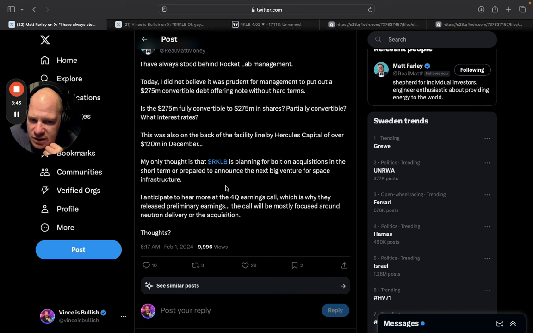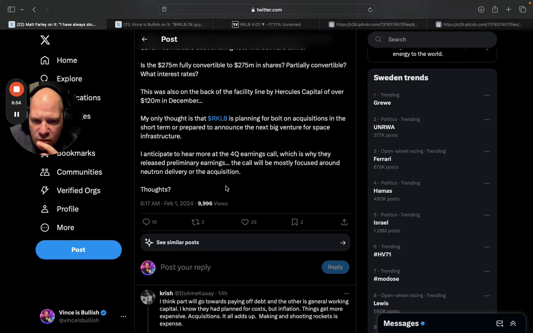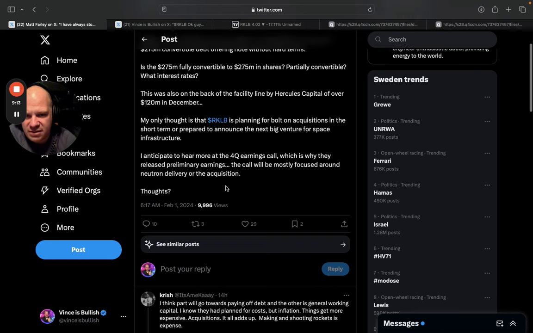My thought is that Rocket Lab is planning for a bolt-on acquisition in the short term or prepared to announce the next big venture for space infrastructure. I anticipate to hear more at the Q4 earnings call, which is why they released preliminary earnings. The call will be mostly focused around Neutron delivery or the acquisition. Any thoughts? So I run a startup and I have done a lot of negotiations with investors, right?